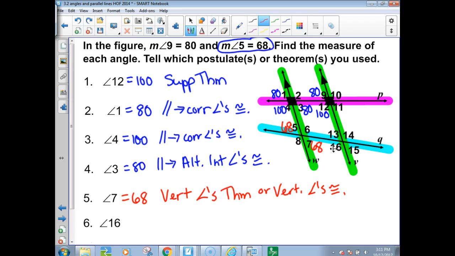All right, and angle 16 is not going to be 68. These can't match right next to each other here. These are supplementary, so we have to do 180 minus 68, which is 112 degrees. And that is because, I think we should just go with consecutive angles, angles 7 and 16 are supplementary because we have parallel lines, then consecutive interior angles are supplementary.